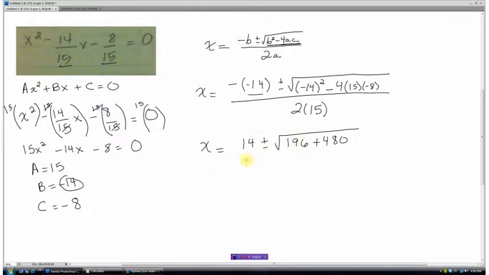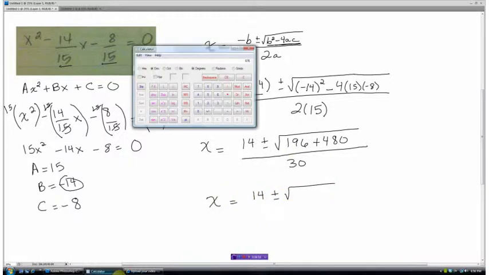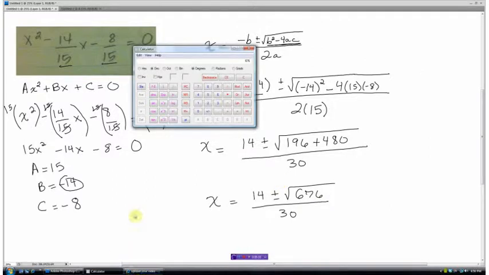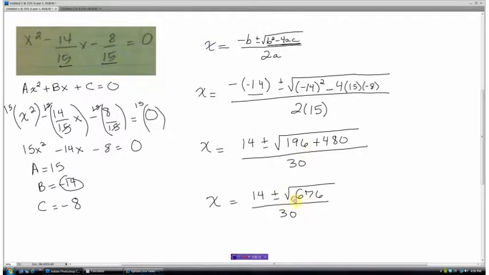So 2 times 15 is 30. X equals 14 plus or minus the square root. The 196 plus 480 is already on our calculator. It is 676, divided by 30. Okay. What's left here now is to say to yourself, can I break down that 676? As I've recommended before, go to your calculator, see if it works. We already know it does. We already know that this is a perfect square and that it's 23.